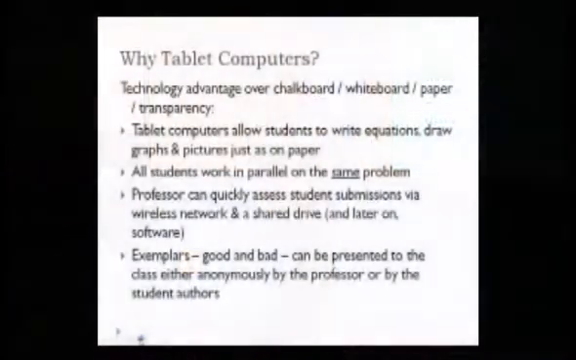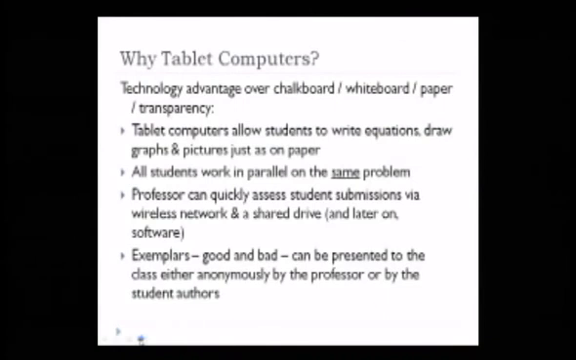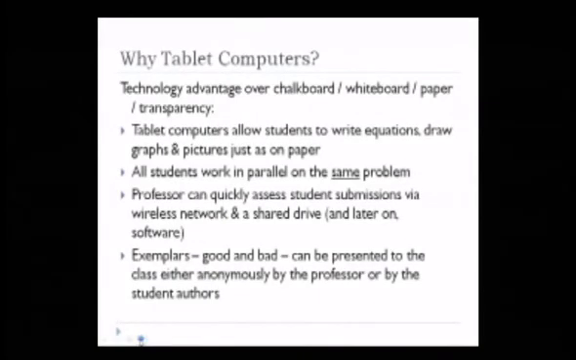Okay. And then some of the advantages. Why did I want to use this over, say, low-tech? We could have gone low-tech with this. I've seen people use transparencies. I've seen people use whiteboards. Whiteboards actually are okay, especially if they're small enough that you can kind of carry them around.